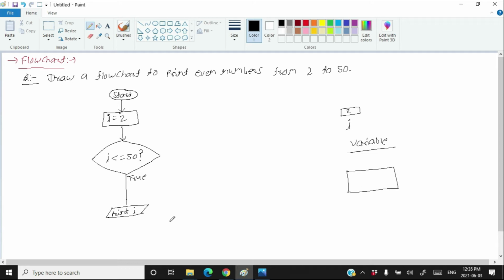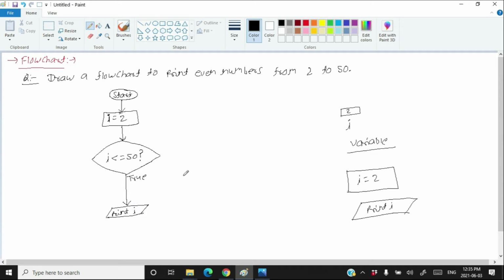And when you have to show input or output of your program, then you need to use a little bit skewed rectangle bracket. Assigning 2 to I was an operation, but printing I is an output. That's why we have used a little bit skewed rectangle here. While drawing the flowchart, you must give arrows.